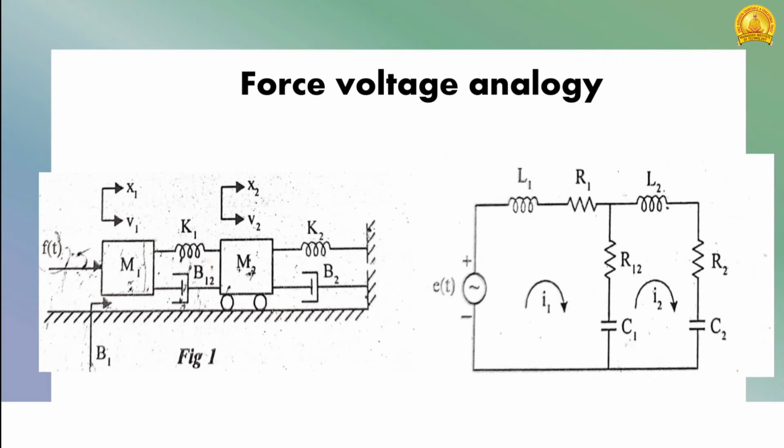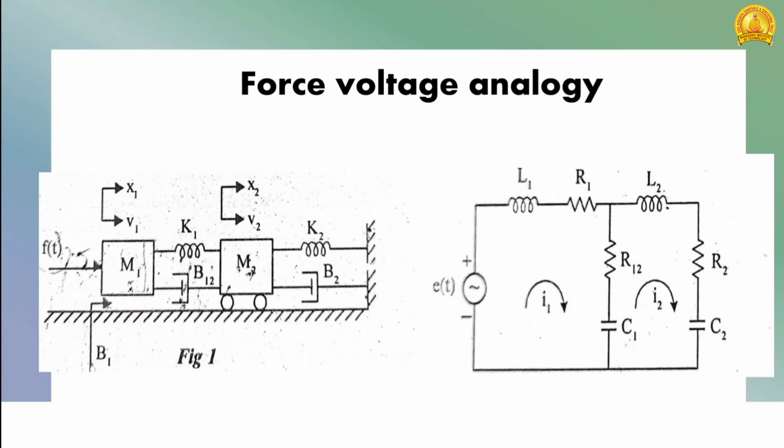Next thing is that voltage E is analogous to force. Force in the mechanical system is analogous to voltage in the electrical system. So in the first loop, draw a voltage element. That will represent f of t in the mechanical system. Next thing you have to know is that the elements that are having the same velocity in the mechanical system will be having the same current in the electrical system. That means M1 and B1 are having the same velocity V1, so they will be having the same current in the electrical system.